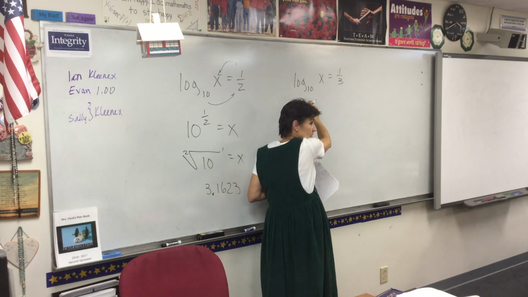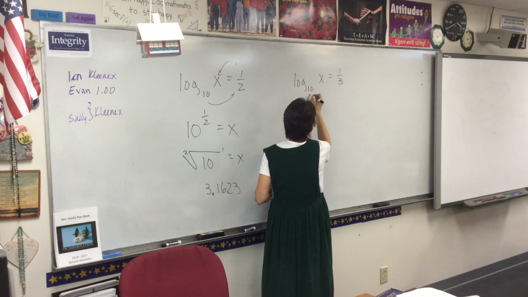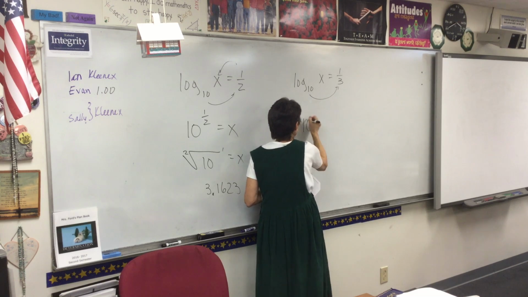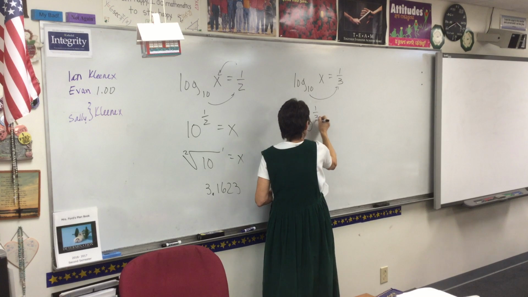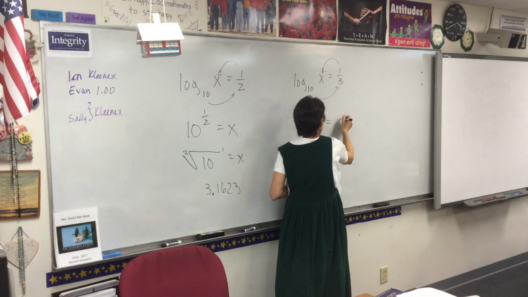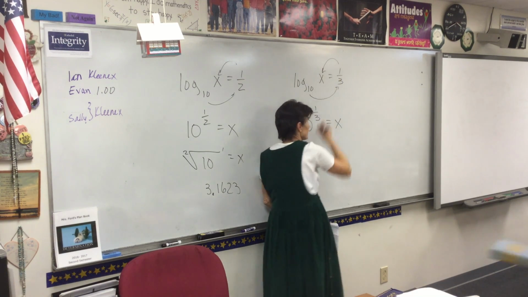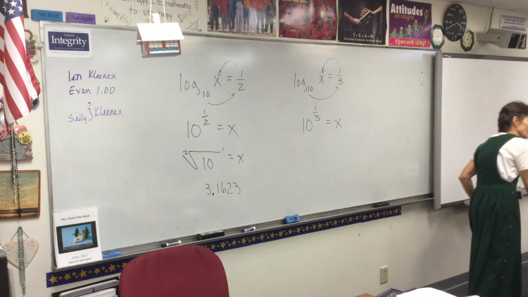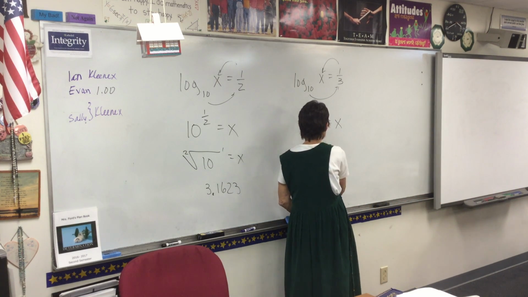What's this one say when I loop-de-loo it? Max, loop-de-loo this, what's it say? 10 to the 1/3. 10 to the 1/3 equals x. So what does that mean? 10 to the 1/3? You're gonna cube root. Cube root it, so the cube root of 10.